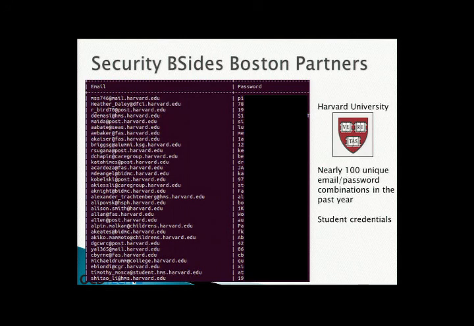So we're pretty interested to find out, one, what percentage of these credentials are potentially valid for higher education institutions, not just Harvard, but anybody. And then two, what can we get to with those credentials?